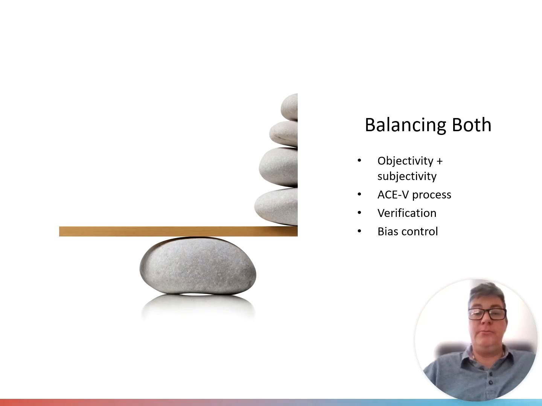Forensic scientists balance objectivity and subjectivity through structured processes like ACE-V, which stands for analysis, comparison, evaluation, and verification. This helps to ensure the conclusions are supported by data while still allowing expert interpretation. Peer review and verification help reduce bias.